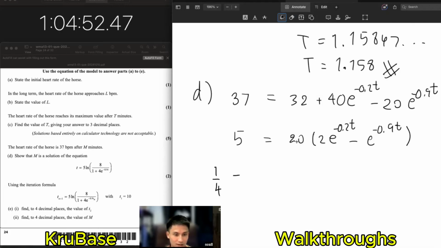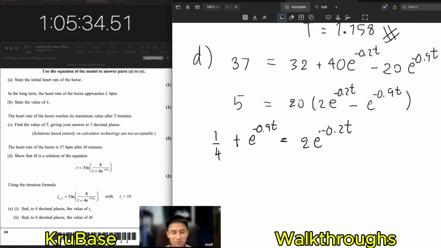After moving 20 to the other side, I'm going to have this being added with that. But then I'm going to also move the 2e to the minus 0.2t. Sorry, I should move the other one. I'm going to move this one instead, so it's going to be a plus e to the minus 0.9t. The reason why I did this is because I see this being together, kind of like a 4 and a 1 there. I'll show you why. So we just have left on the right side that.